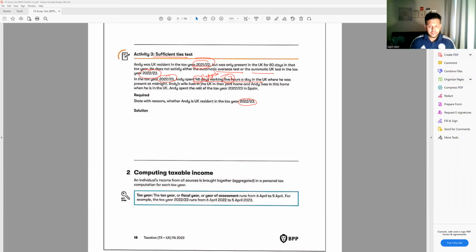In the UK where he was present at midnight, his wife lives in the UK. Okay, so wife, there is another tie. And also the joint home. So he has had accommodation, 3 ties. And Andy stays in the home when he is in the UK.